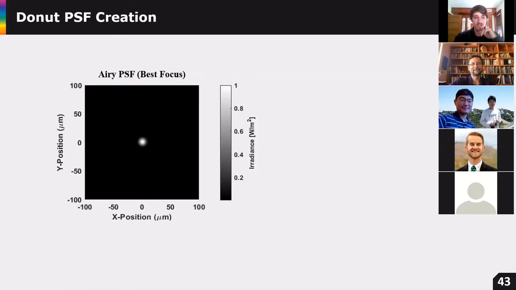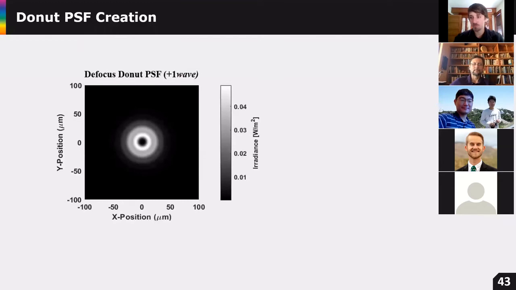So an Airy PSF, that's the focus distribution of an aperture with a uniform illumination of equal phase across that aperture. You can generate a PSF mathematically by Fourier transforming that circle, uniform illumination, uniform phase, to the focal plane. You get an Airy pattern. There are 2 ways you can create a donut. The first one is by defocusing that beam by plus or minus 1 wave. That's shown here on the left.